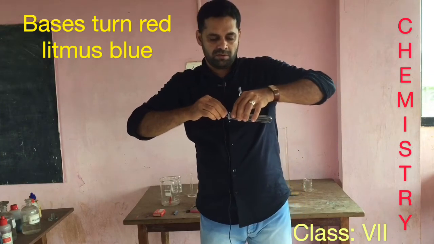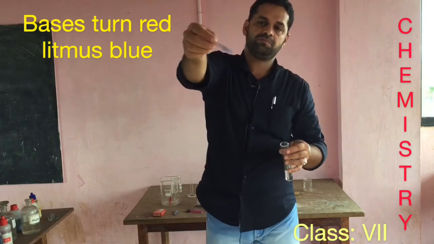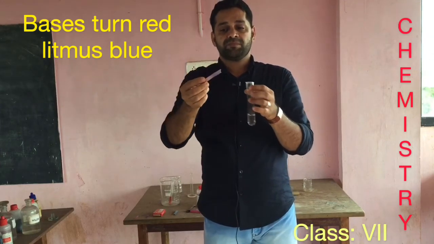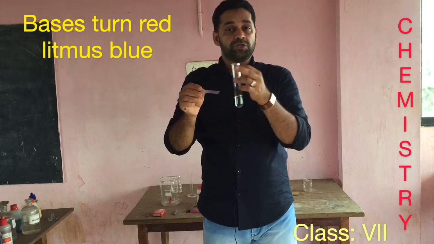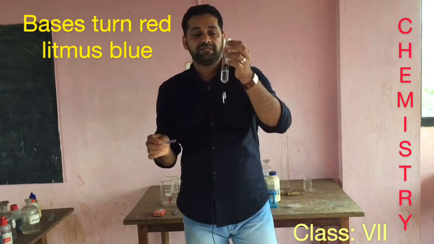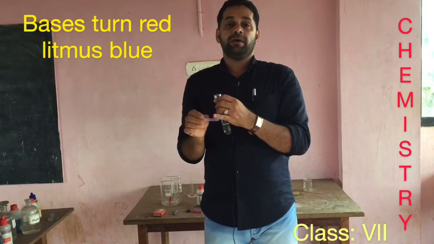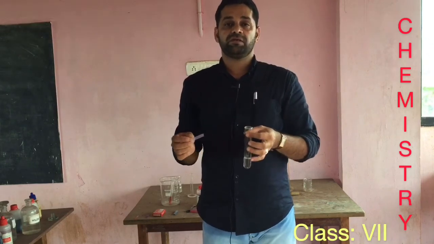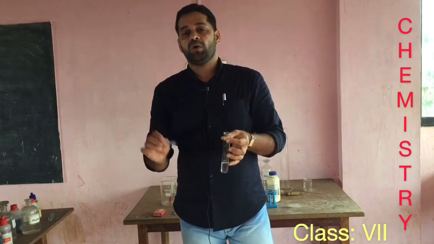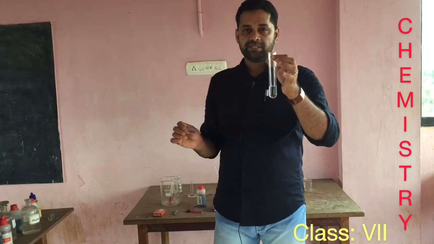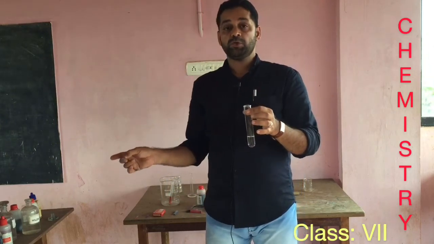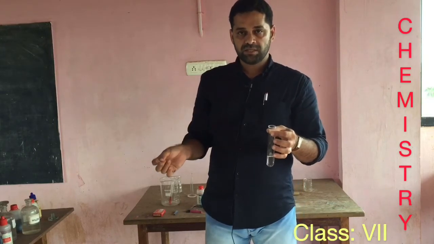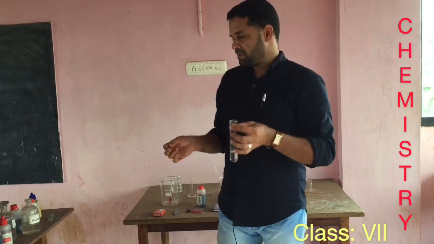Isn't it? Why? Because now it is blue, because this is a base. So, bases change red litmus paper into blue. So, in this way we can identify whether the given substance is acid or base. Okay. So, that is in the case of litmus solution and litmus paper. Blue and red litmus solutions are there and litmus papers are there.